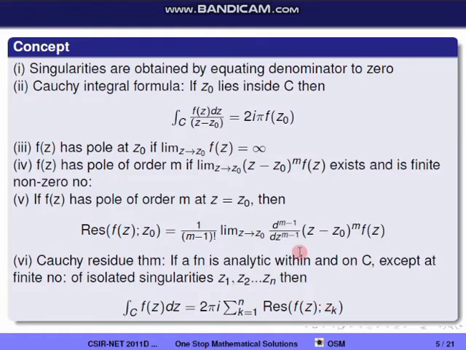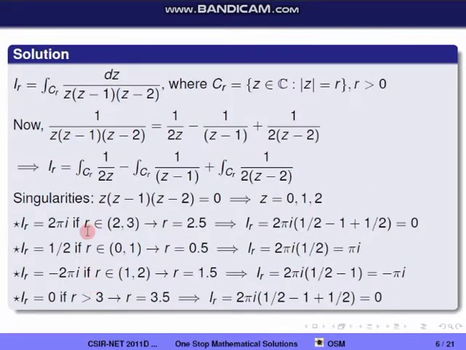So this question can be done in two ways. One is using Cauchy integral formula and another is using Cauchy residue theorem. I have done both the ways and I will show you how to do that. So now we'll move on to the question. So they have given I_R and C_R is defined like this.